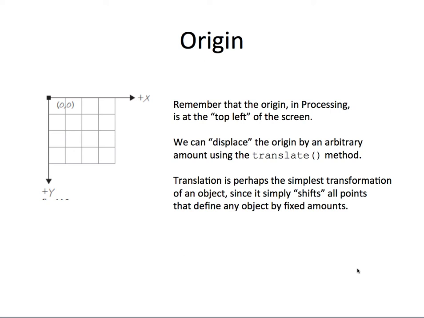an X shift and a Y shift, which are then added to the current origin coordinates. And notice that they're relative rather than absolute. So if the current origin is, for example, 10, 20, then translate 20, 30 will shift the origin to 30, 50.